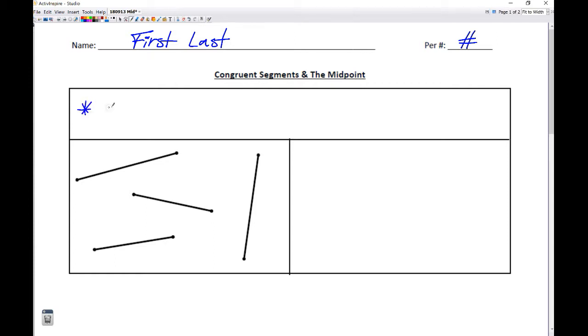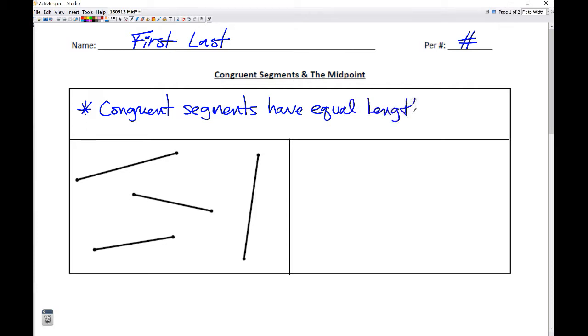So we're going to say this. Congruent segments have equal length. So congruent line segments have equal length.